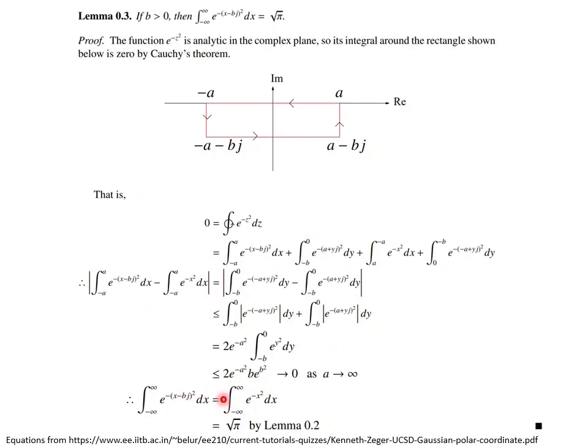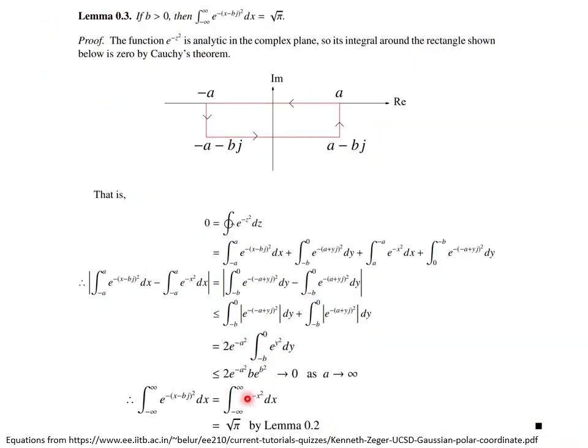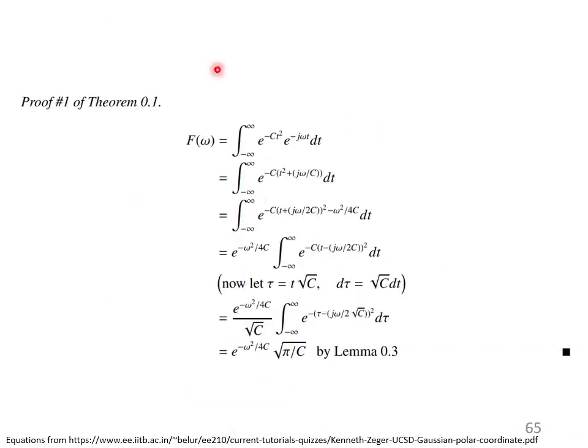Because we have seen this term before, this is Lemma 0.2. So this is negative pi, square root of pi. And finally, we can prove the theorem.